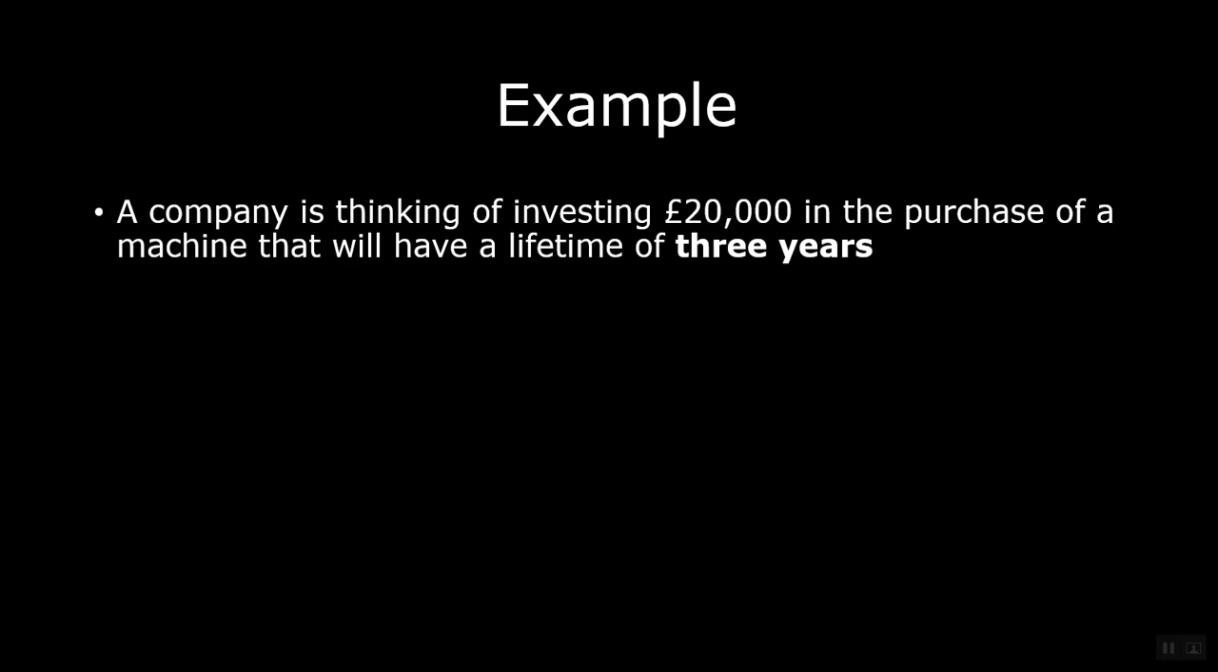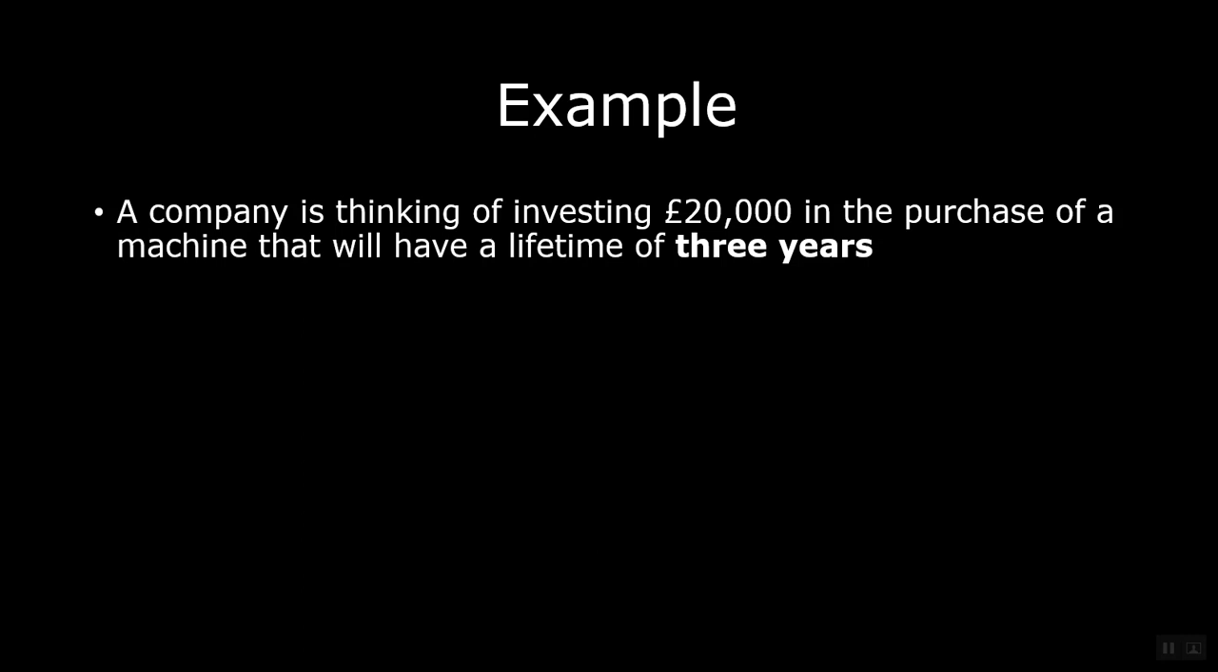A company is thinking of investing £20,000 in the purchase of a new machine that will have a lifetime of 3 years. It might be a CNC machine, a computer numerically controlled machine. I want to automate my production line. We worked with companies which were automating their paint spraying lines. We did some of the first automatic paint spraying lines that were ever done, robot paint sprayers.